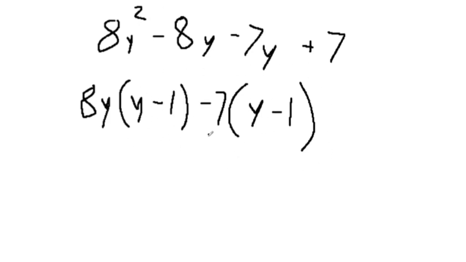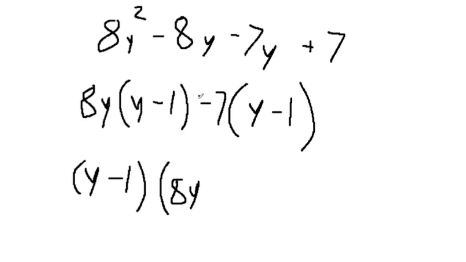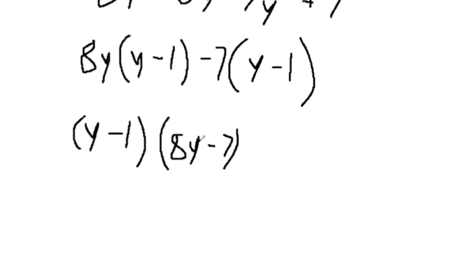Both of these are the same factors, so we can just ignore them and then look at these top ones. This factor is already done, we have to get the other factor. So we have y minus 1 and 8y minus 7. And that is our answer.